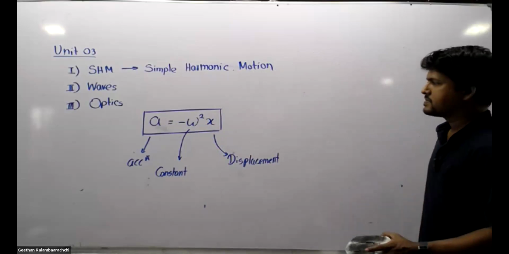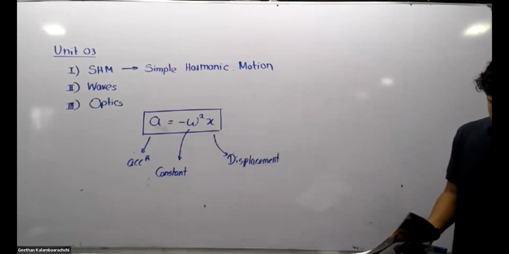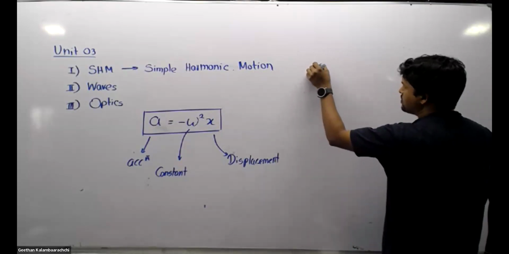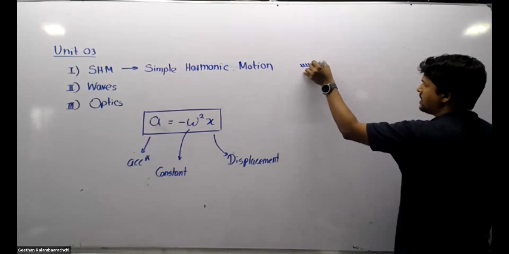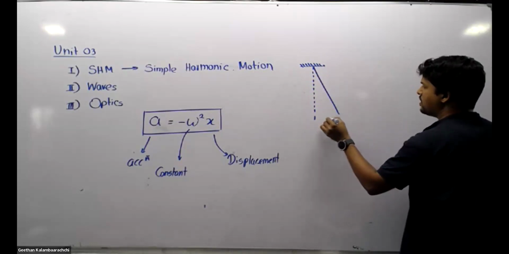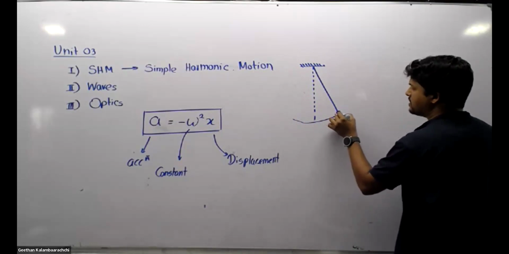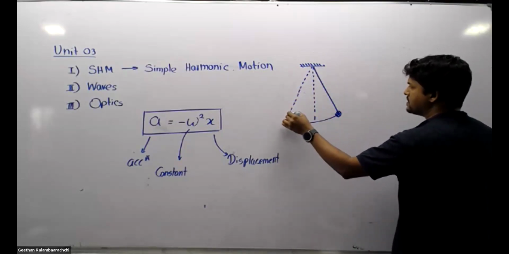Right. Now if you take a simple harmonic motion, it always goes about one point. Goes about one point always. Now take a pendulum for an example.